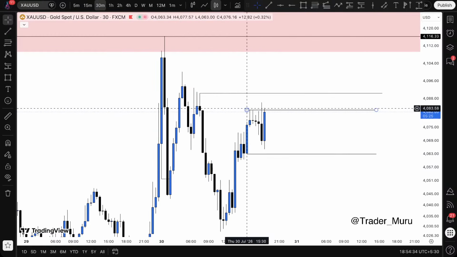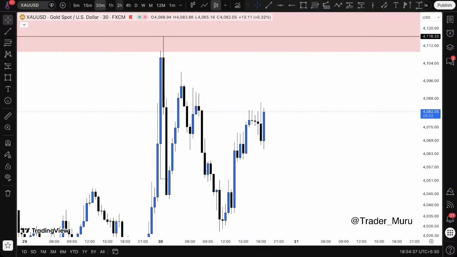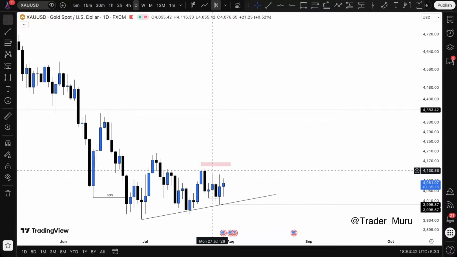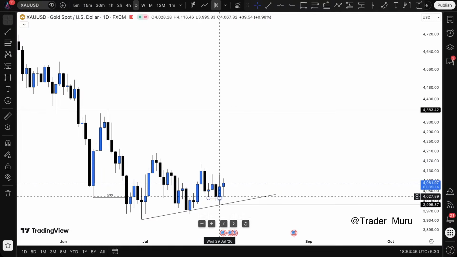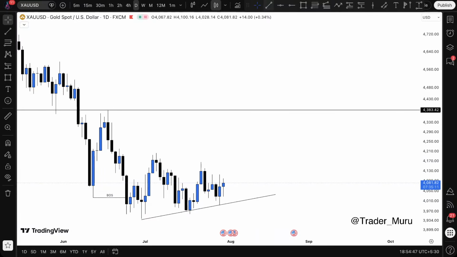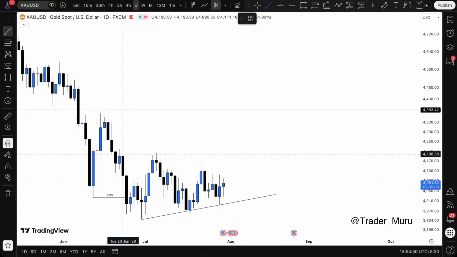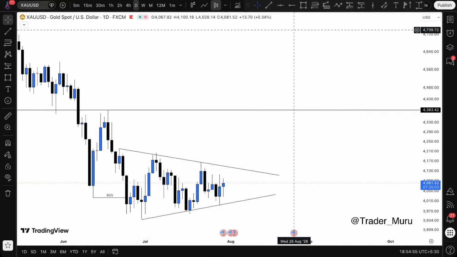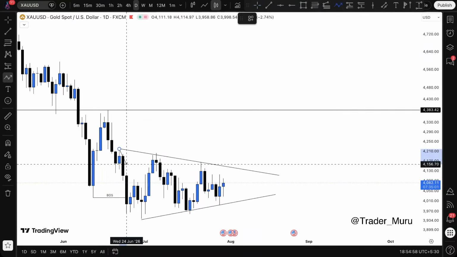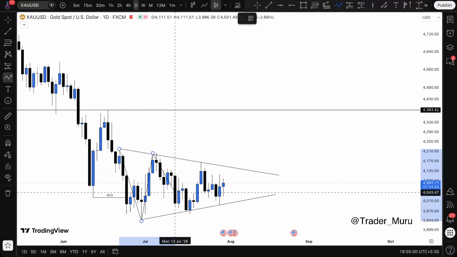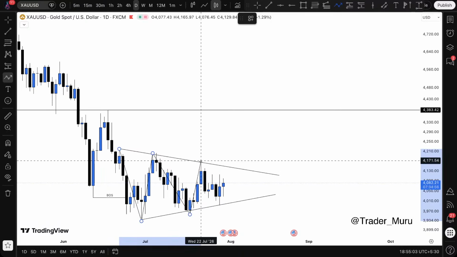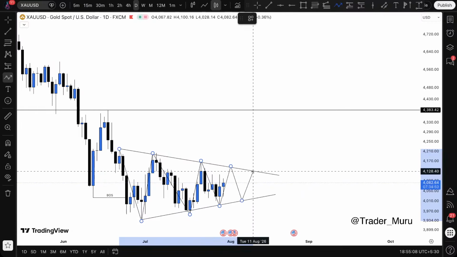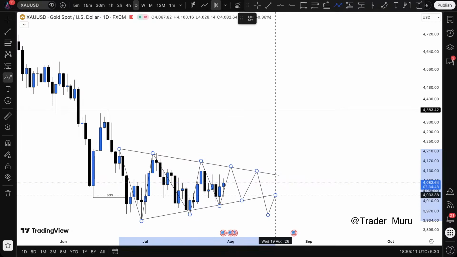After this momentum, I guess we will get this one. Till NFP, continuation in range, and on NFP, breakdown.